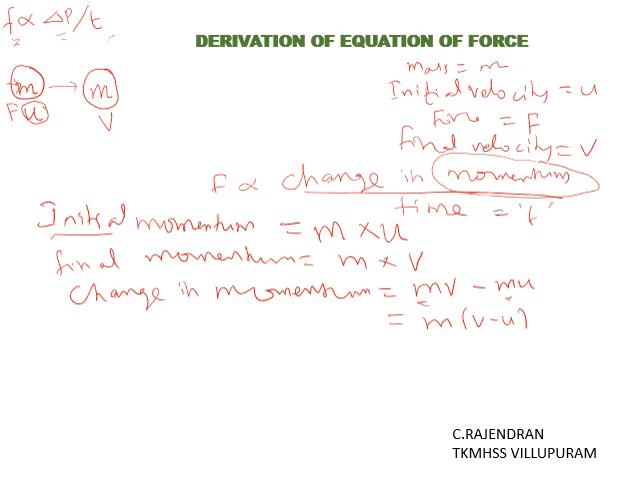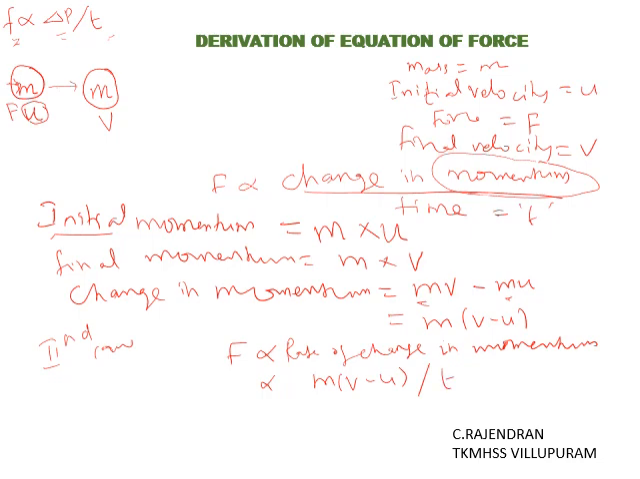So according to Newton's second law, the force F is directly proportional to the rate of change in momentum. I relate the change in the momentum by time. So it is proportional to the change in the momentum, m into (v minus u) by t. Okay, right. I remove this directly proportional symbol, put an equal symbol here, and introduce a constant: F = k m (v minus u) by t.